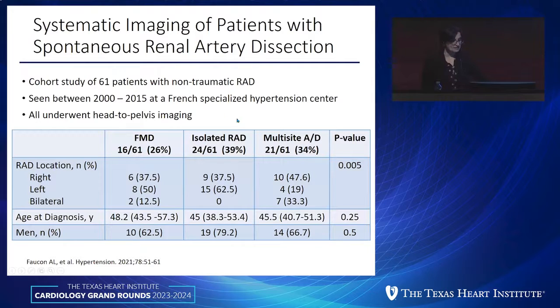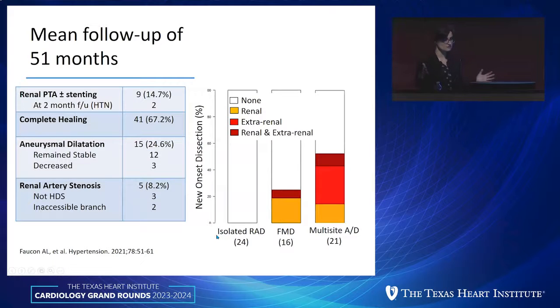Only the isolated renal artery dissection patients had unilateral dissection. If you had bilateral, you fell into the FMD or multi-site group. There was no real difference in the age of diagnosis or rate of men. But they followed these patients for 51 months. And what they found was that if you had FMD or multi-site aneurysm and dissection, you experienced recurrent events, whether it was within the renal system or extrarenal arteries. Whereas if you had an isolated renal artery dissection, you did not have a recurrent dissection event.